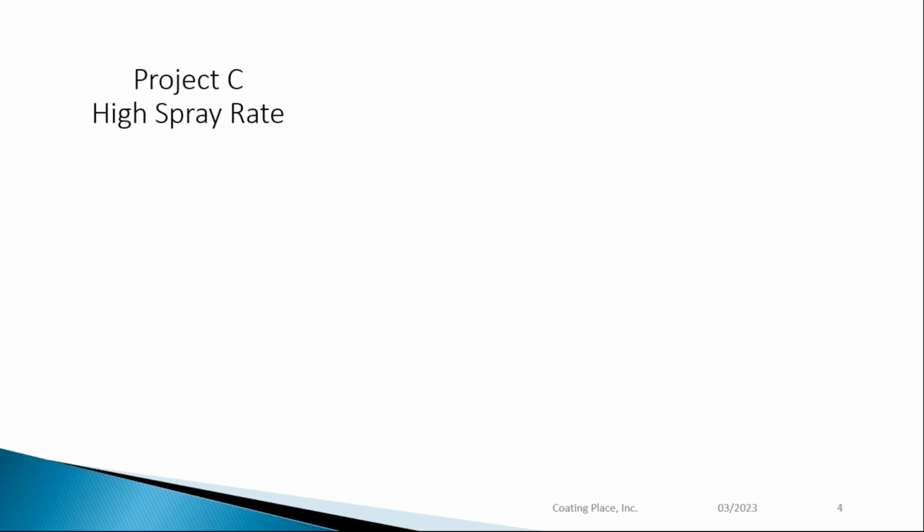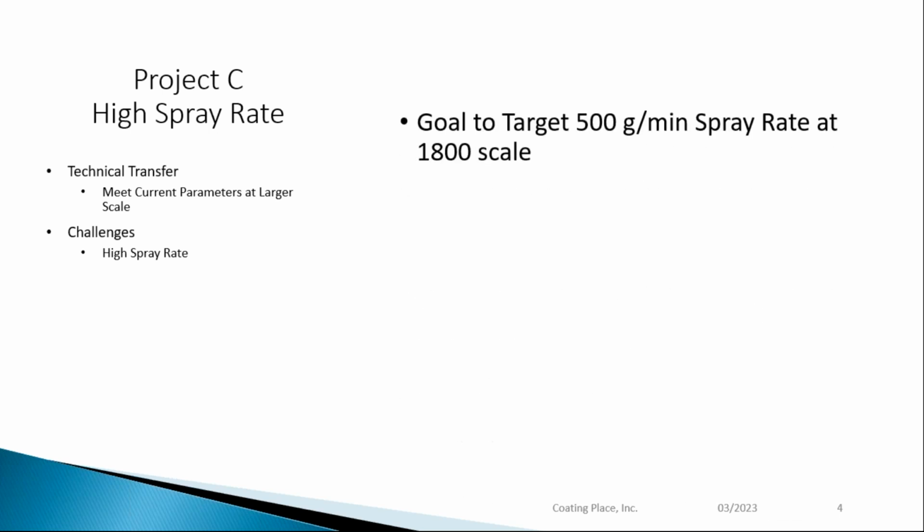The last project here I wanted to talk about was another technical transfer, and then a scale up. So keeping their current processing parameters the same as they were at the previous site, specifically spray rate, because it was very fast. Again, the big challenge here was spray rate. It's particularly high for the airflow that we needed to match at the scale of the equipment we were using at CPI. So we started out with the initial conditions and found out very quickly we couldn't reach the 500 gram per minute target that we wanted.